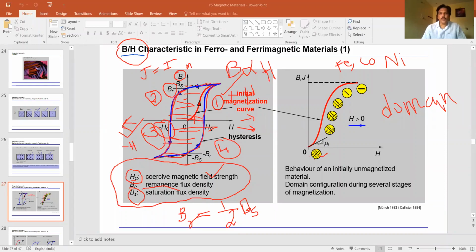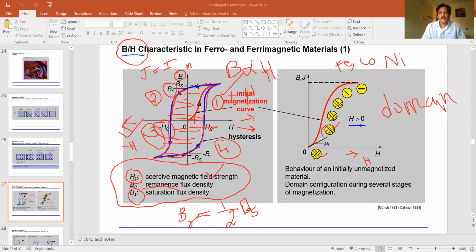If you increase the field, what happens? See here, there is a reversible movement of domains. So this is the field direction H. The domains which are in the field direction try to increase their volume. See, the volume increases here. This part, this volume increases here. The domains which are in the field direction try to increase their domain.